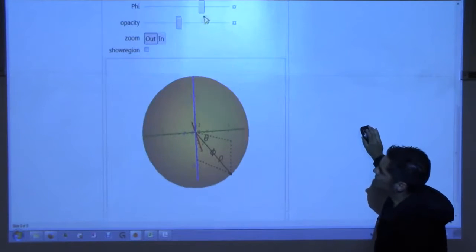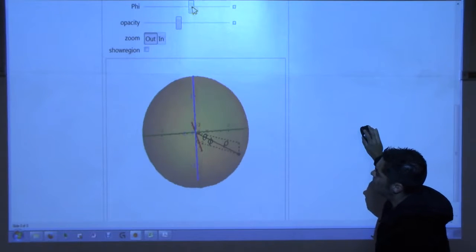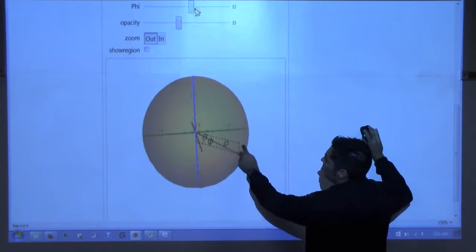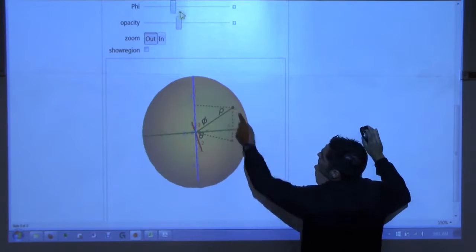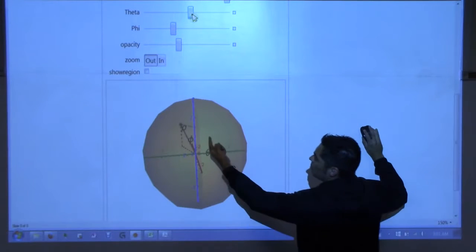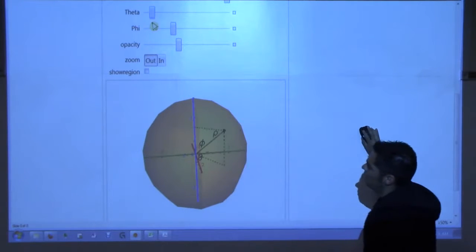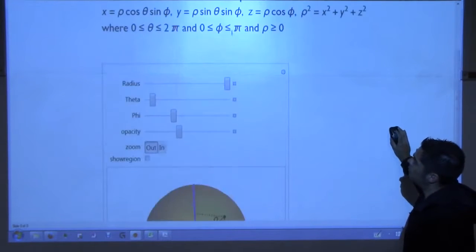So this might make a little more sense here. Notice if I change phi, I'm going to move up to some point on the sphere, change phi, going to be up here at some point on the sphere. And then if I change theta, it's going to swing me around the sphere. So all those points will create a sphere, which is why they call these spherical coordinates.